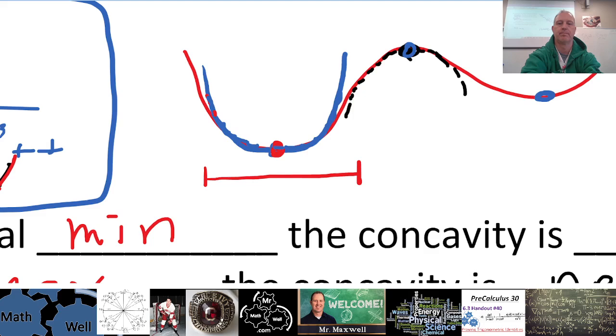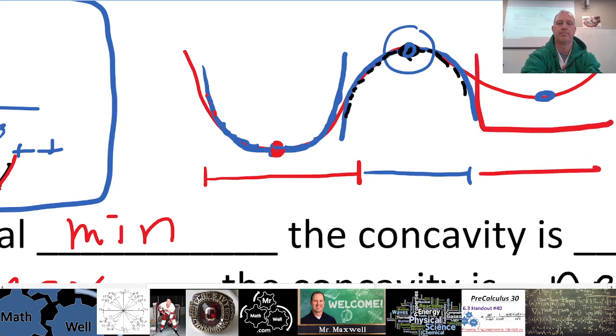For a local maximum point, the concavity immediately surrounding this local maximum right here has to be concave down. All right? Now, one more time, this is a local minimum, and if you take a little snapshot here, the graph itself has to be concave up in this little area.